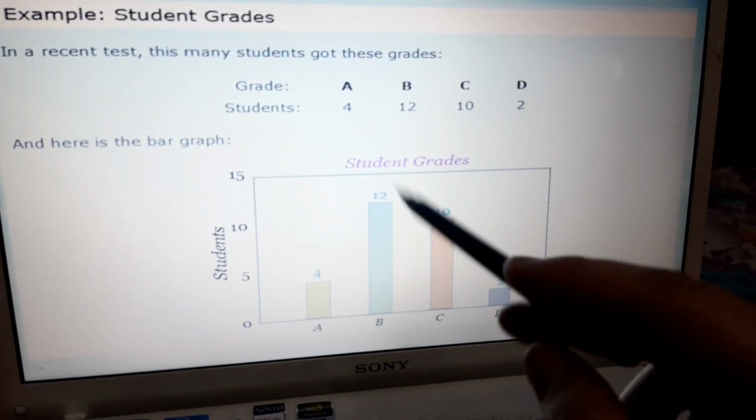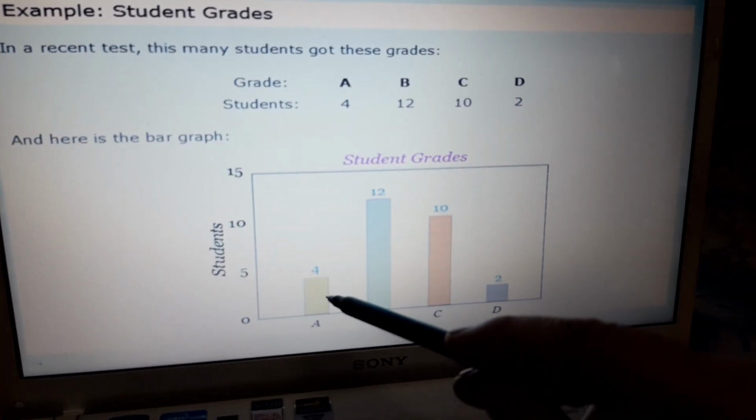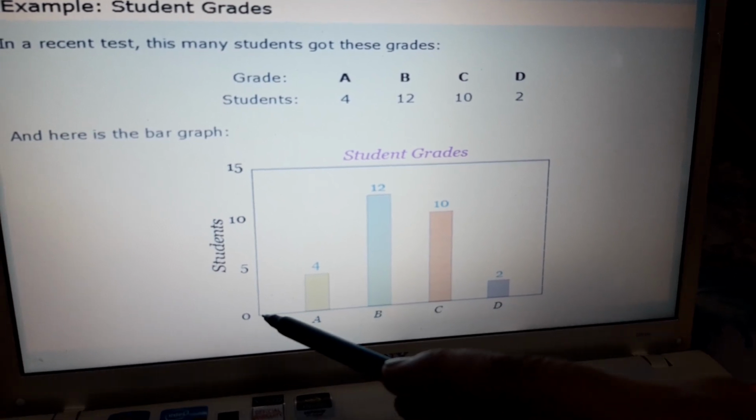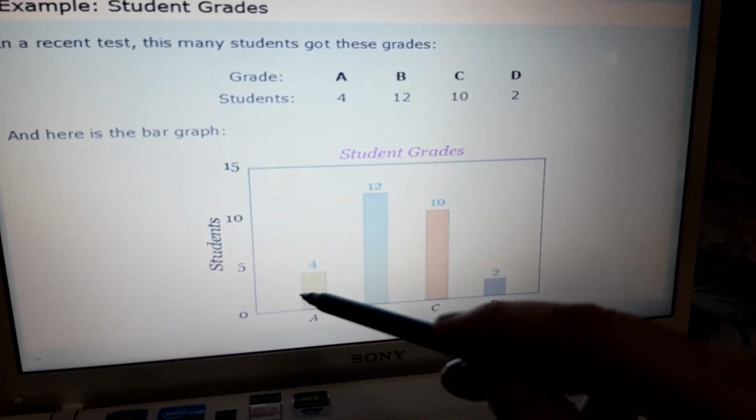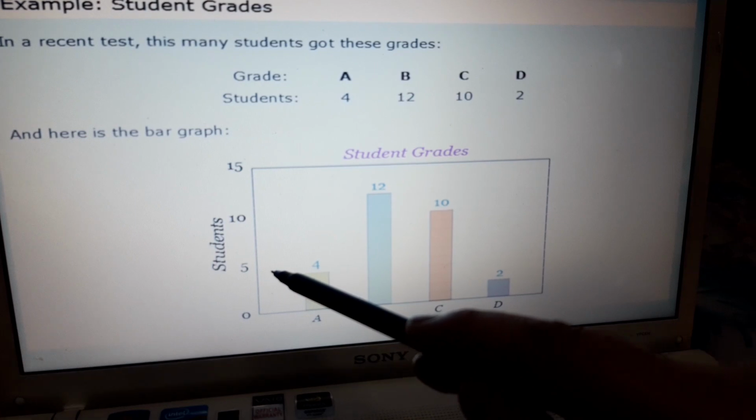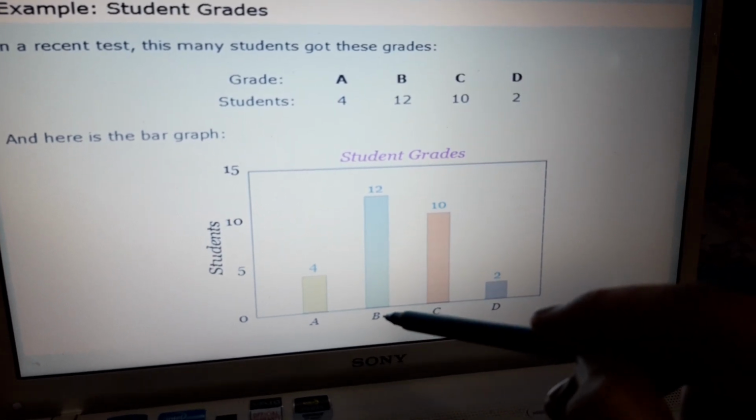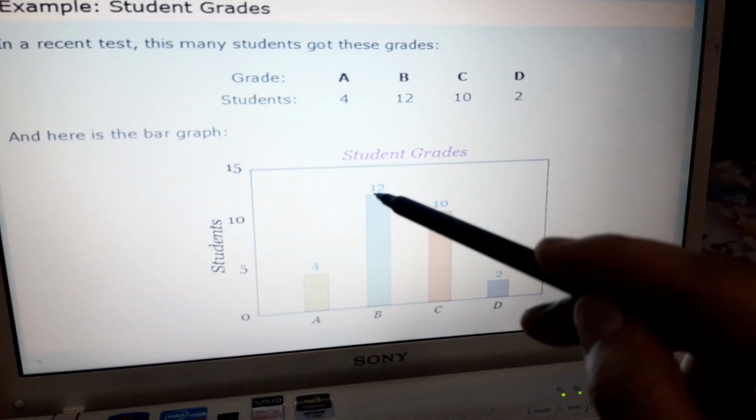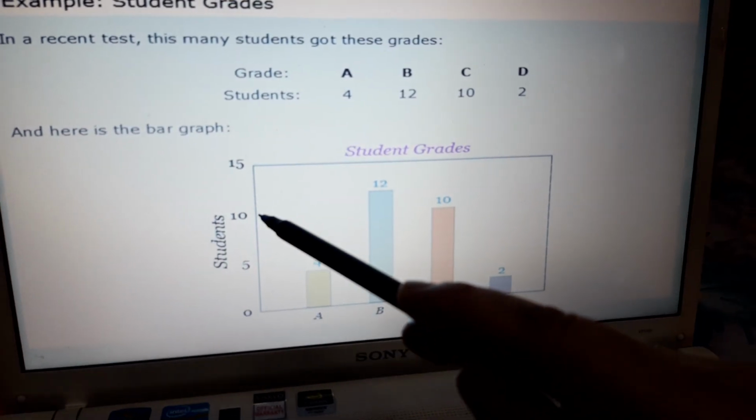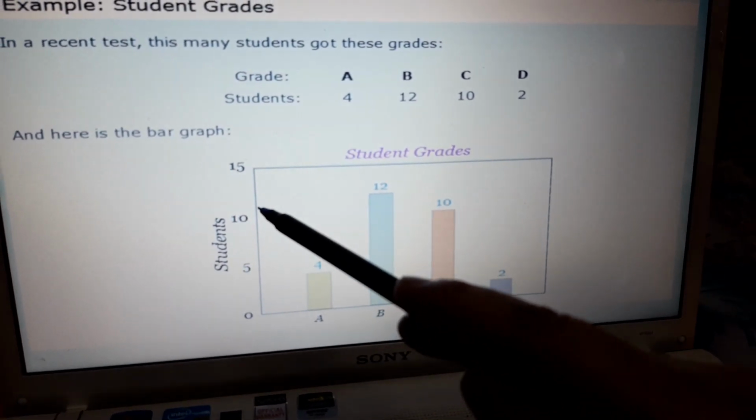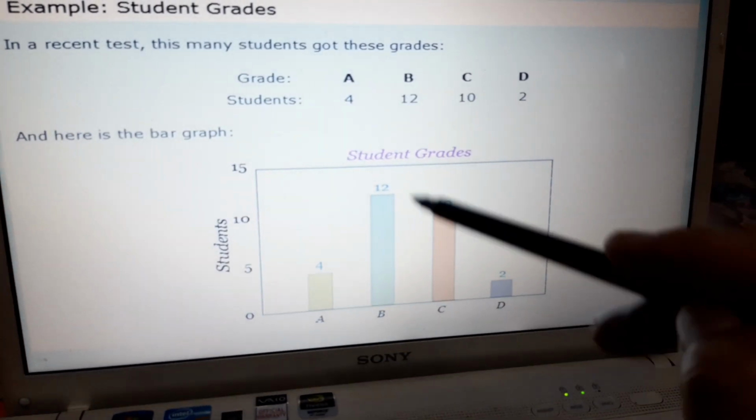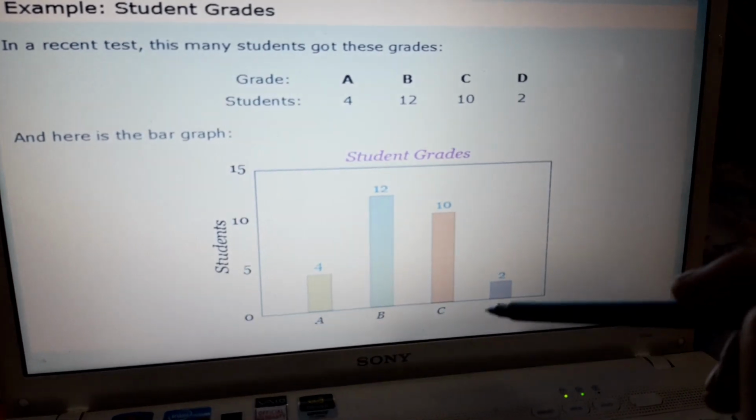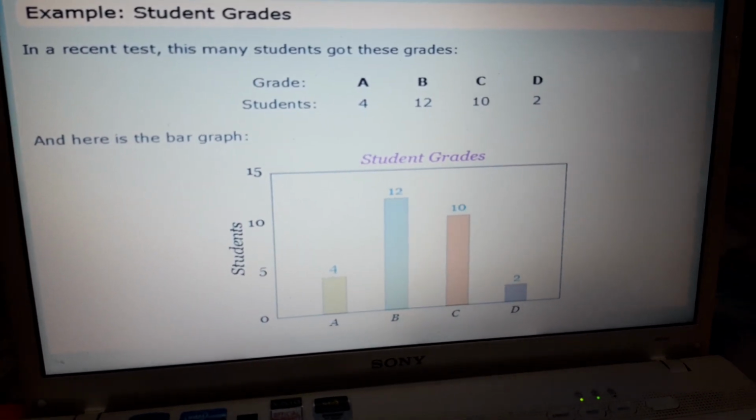Now A grade is scored by 4 students, so I will raise the height of this bar till 4. Now see, the gaps are 0, 5, 10, 15. So 4 will come near 5. Then B grade is scored by 12 students. So after 10, suppose this is 11, 12, like this. Similarly for C grade and the D grade.